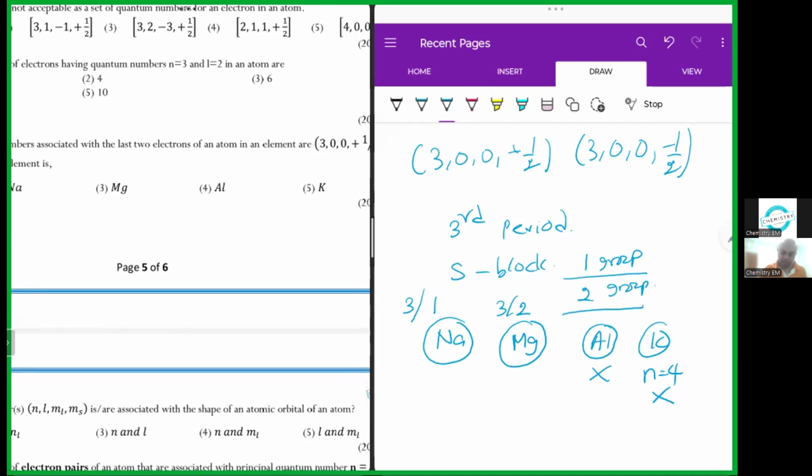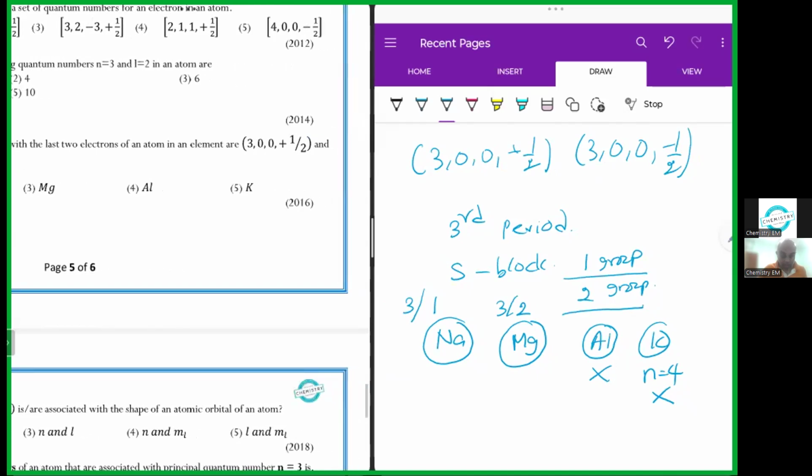The last two electrons of an atom in an element. Both of those two electrons are in the third period, and L is equal to 0.